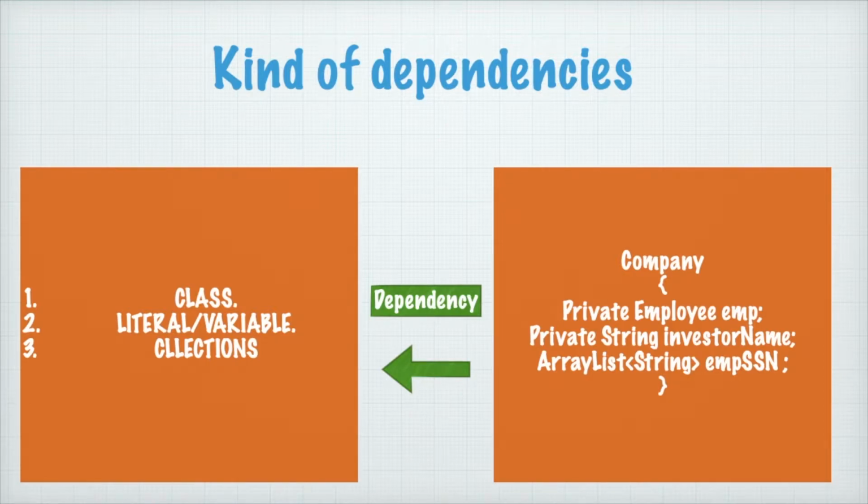The third one can be collections. Here I have taken an example of a collection, an array list of string data type. So suppose I have social security numbers of all my employees stored in this collection called EMP-SSN. Then I can use EMP-SSN as a collection dependency for my company class, right?